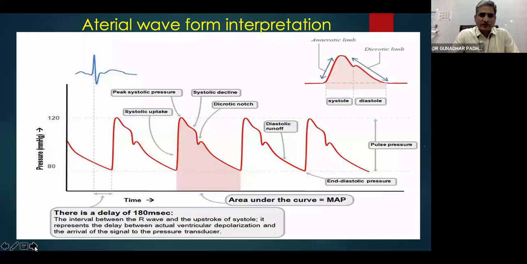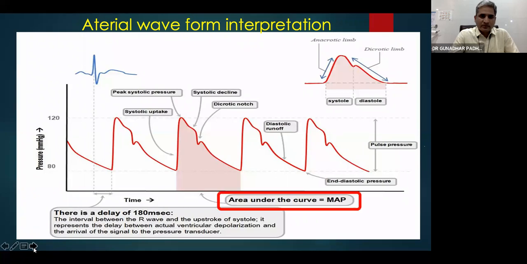And this is your arterial tracing. You can see the peak systolic pressure, the systolic decline, the dicrotic notch, and this is the systolic uptake. And this is something called the diastolic runoff and the end diastolic pressure. So there are 5 components in an invasive blood pressure tracing. This is very, very basic for an intensivist to understand.